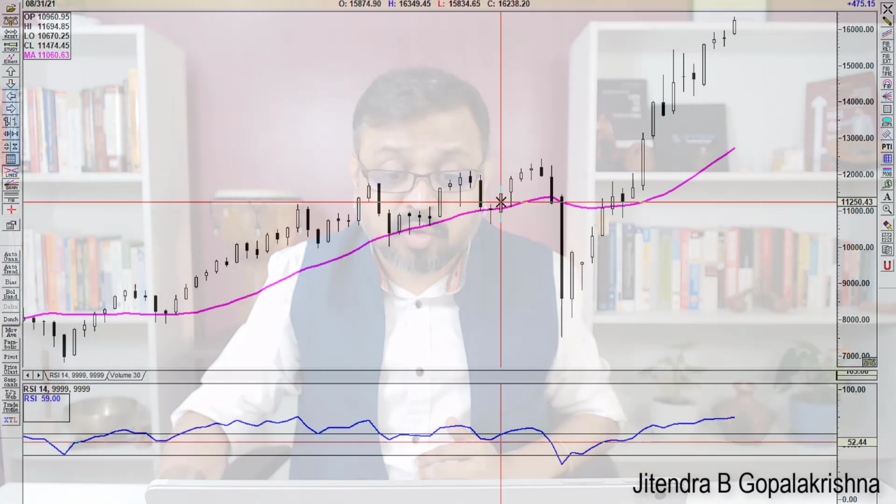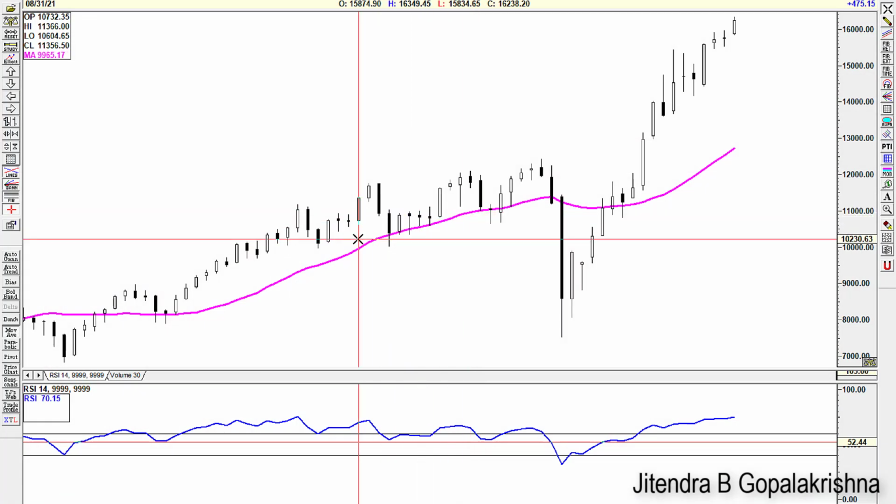So now you can put an average for any time period. On 1 day, it means the last 20 days average. If I go to weekly, it is the average of the last 20 weeks. If I go to monthly, it is the average of the last 20 months. That is what it says. So it changes for every single time period you put in.